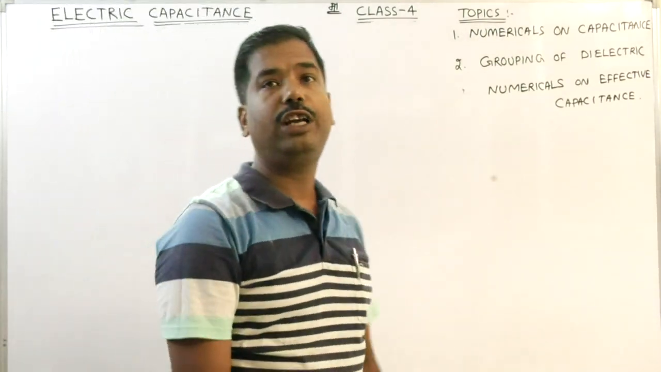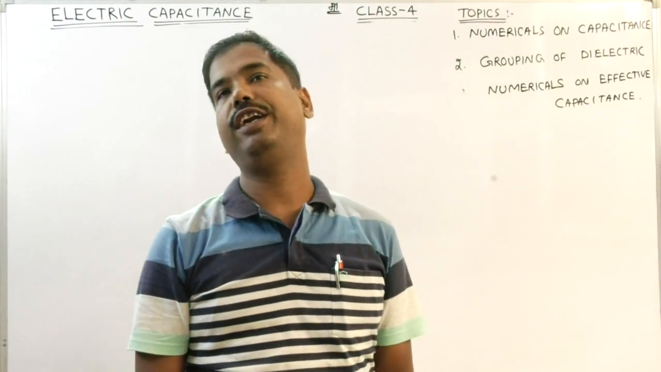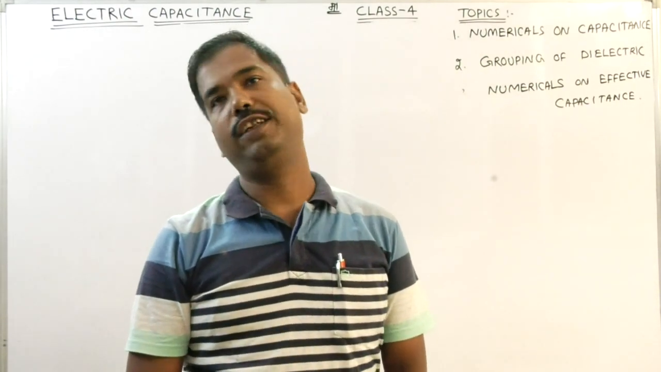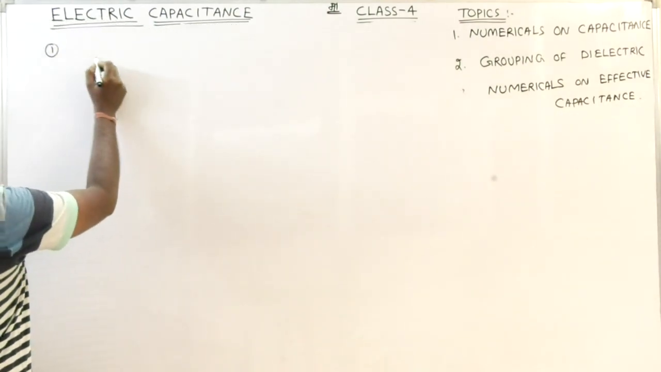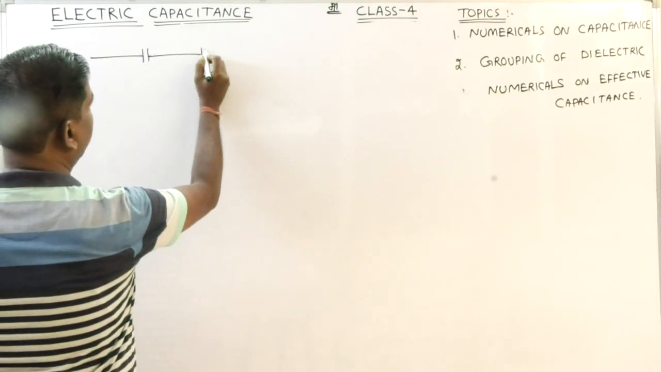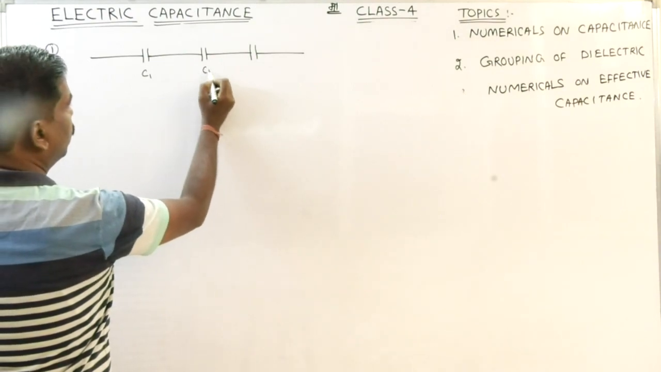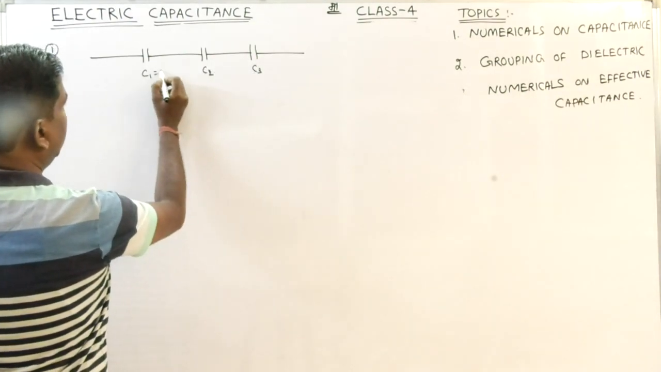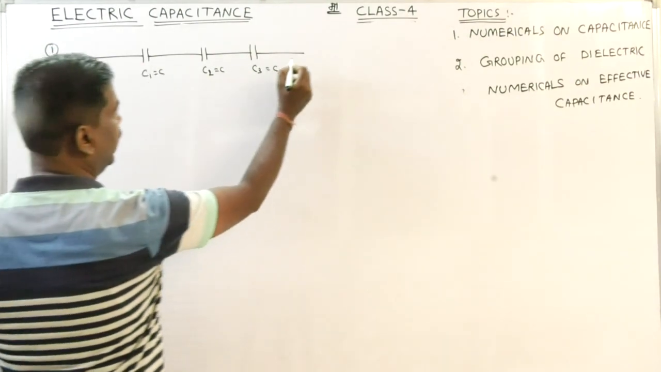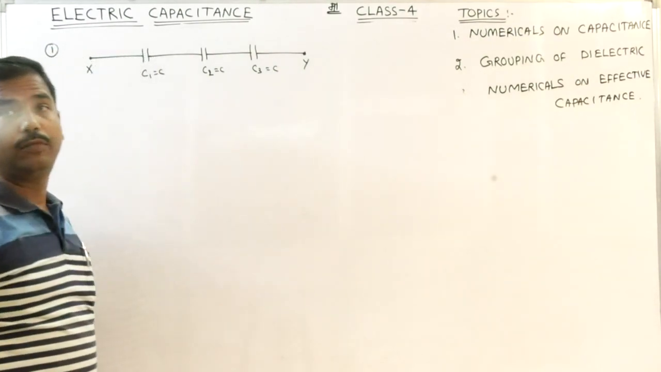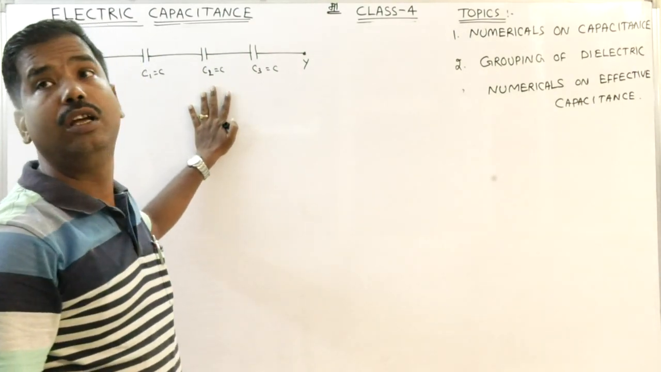Now we will discuss different types of capacitive circuits: when they are treated as series and when they are treated as parallel. We will discuss one by one. Let there be C1, C2, C3, each one is C. Find the effective capacitance across X, Y. Find the effective capacitance of this combination.